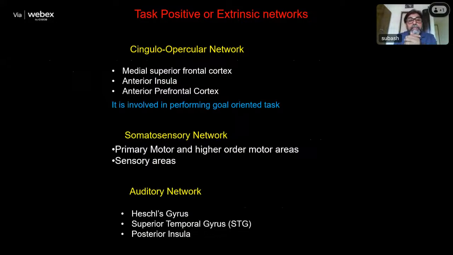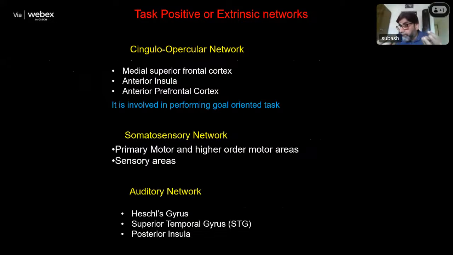The next network is the cingulo-opercular network, which comprises the medial superior frontal cortex, anterior insula, and anterior prefrontal cortex. It is involved in performing goal-oriented tasks. So whenever you have any goal-oriented task, it will take over. And suppose you are given two or three tasks, you should also be able to prioritize them in such a way that the most important task is done before a less important one. This is all done in the cingulo-opercular network.